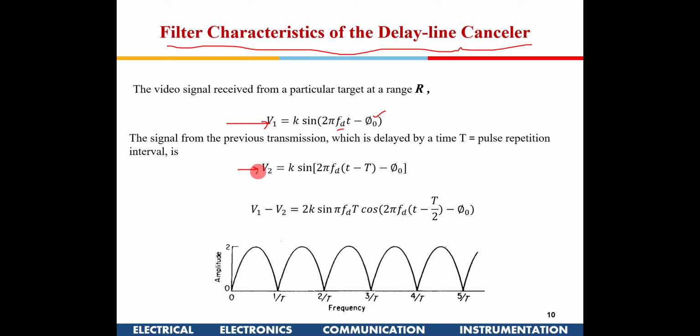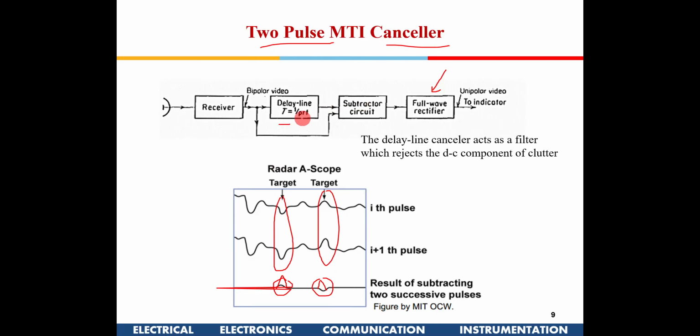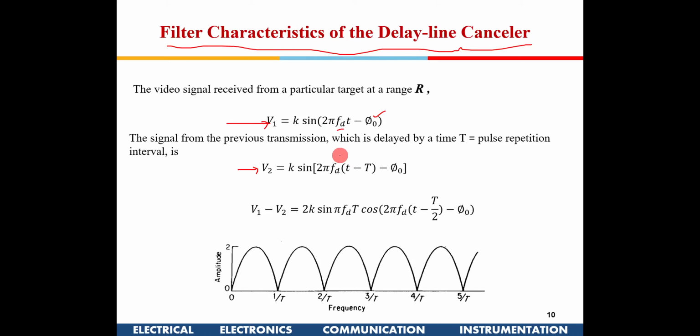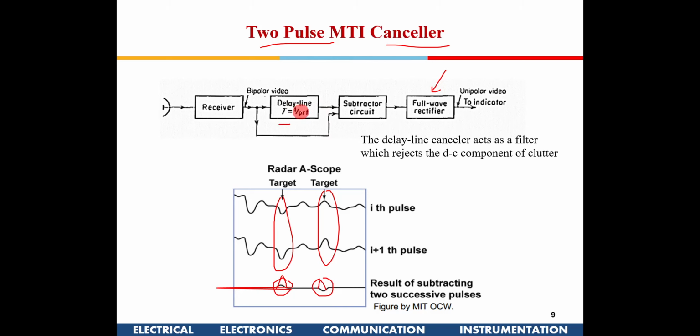So V2 is a signal from here, right? The delayed signal. So one PRF and one time period before that signal. If you see that, it is minus T, and the phase remains constant, and the Doppler also remains the same. The only difference is from here to here. The signal is delayed by a time period T, because I have a delay element here.